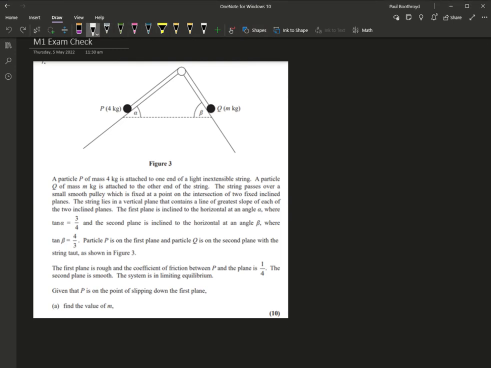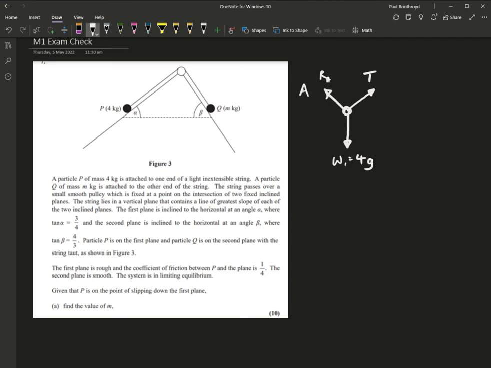Let's first start by drawing the forces acting. We've got the tension pulling up, and we've got the weight pulling down. As the weight's given as 4G, I'm going to say that the weight is 4G newtons, so we'll be working purely with the particles as they are. Other forces we've got in here are the reaction at A, and we need to add friction to this.